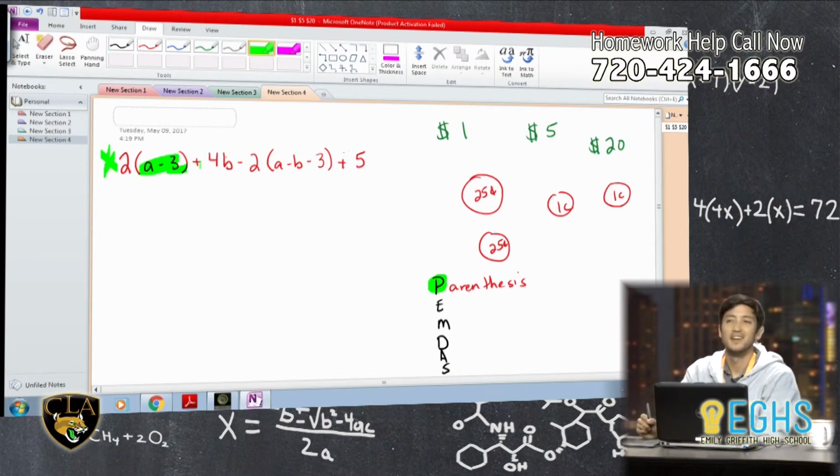Okay, that's visible. All right, so we look at this and we cannot simplify because A and the number 3, these are totally different types of terms. So we're going to leave it alone.